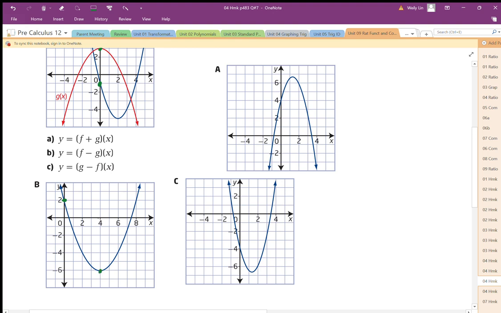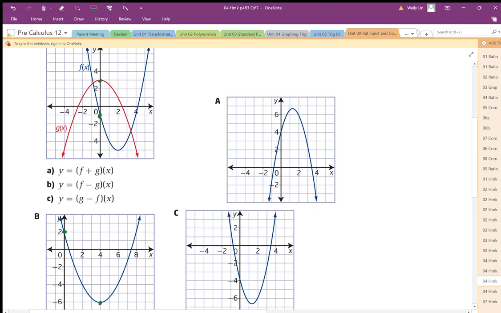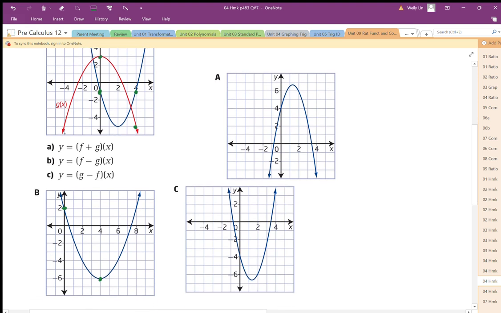Here we're looking at the combined function at x equals 4, which should equal negative 6. If we look at f of 4, we get negative 1. g of 4 is equal to negative 5. Combine those together, we get negative 6. So we can see that the coordinates are matched. We have a match for a few coordinates, and the bigger picture looks like it's about right.